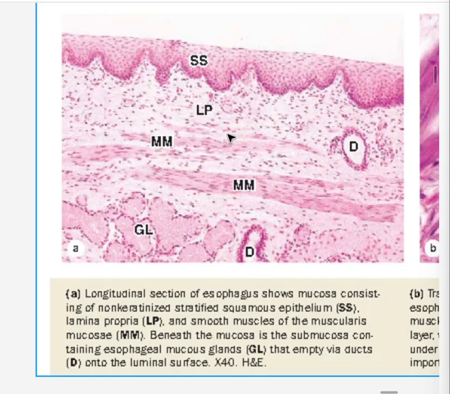It's a picture from the Junqueira, and I don't know if you know about that book, but this is a picture from the Junqueira Atlas, and this is the stratified squamous epithelium of the esophagus. This is the lamina propria. This is the muscularis mucosae. These are your glands, and these are the ducts that are opening into the muscularis mucosae.